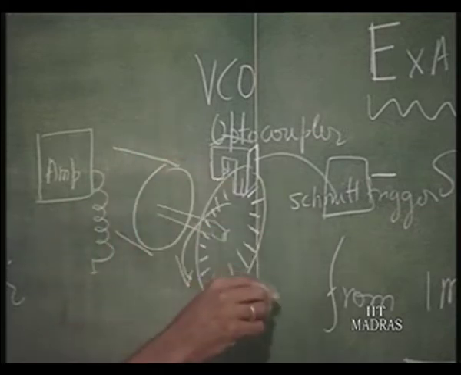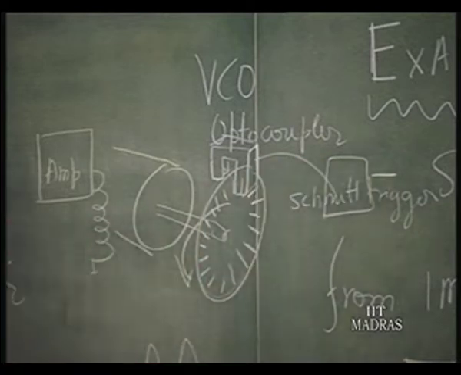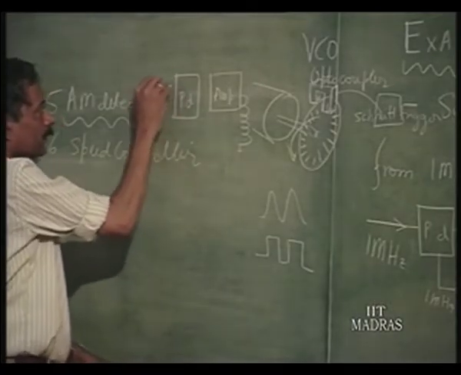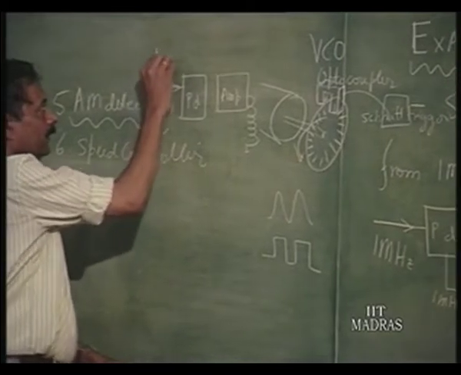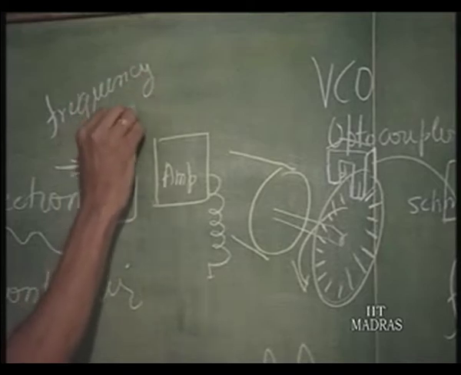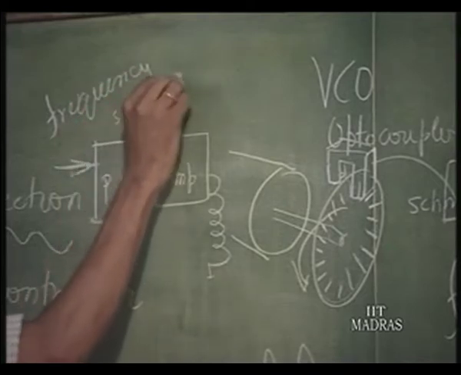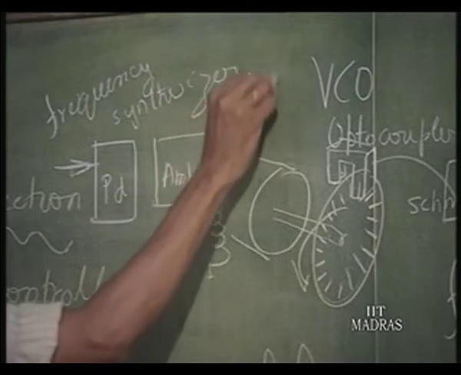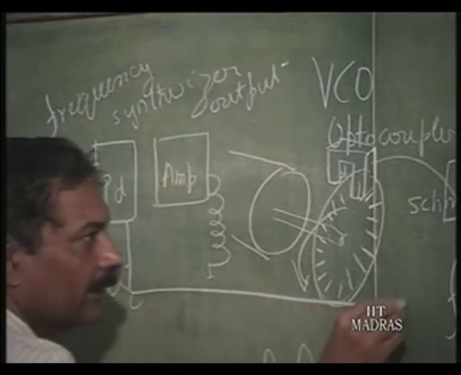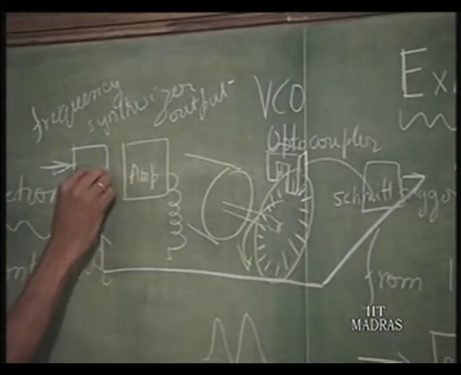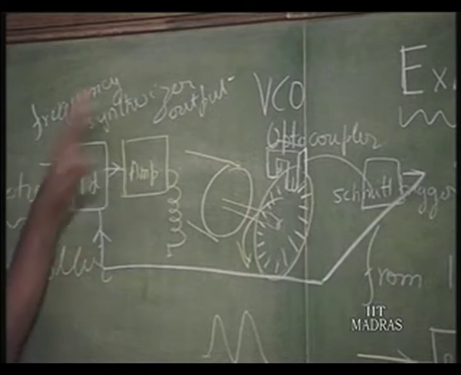So, this voltage controlled oscillator output is connected to the phase detector. This is the frequency synthesizer output. This is now compared with the Schmitt trigger output here. So, this is connected to the amplifier. So, this becomes a PLL.